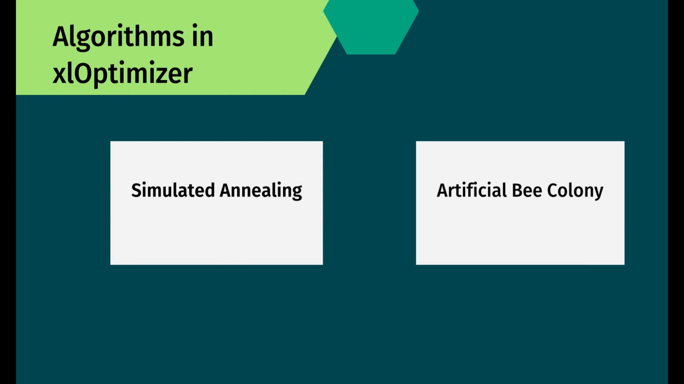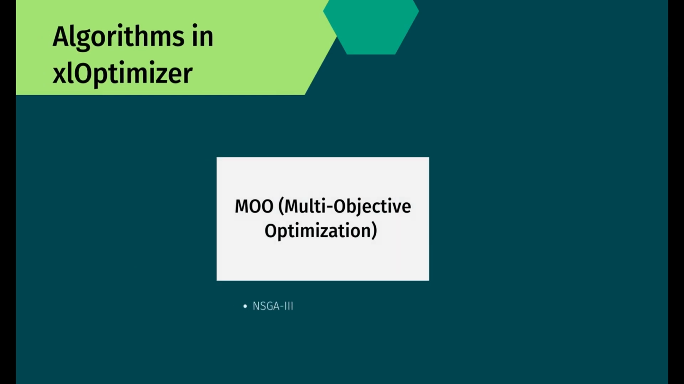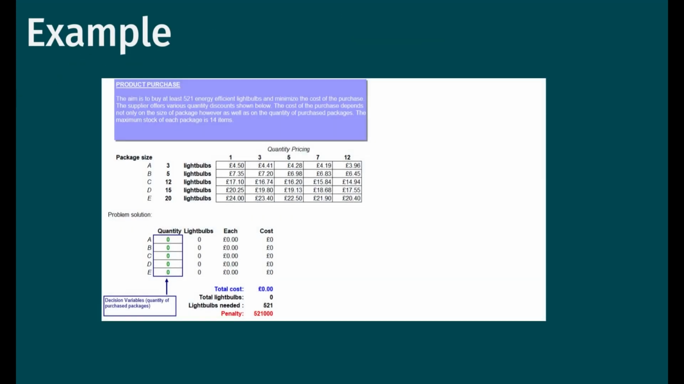Then we have simulated annealing, which focuses on the heating and cooling of crystals, and also the artificial bee colony, which simulates the movement of the bees in a colony. And then multi-objective optimization can be implemented as well with the NSGA3 algorithm. So now we'll do a quick example and show how to apply GA using xlOptimizer.